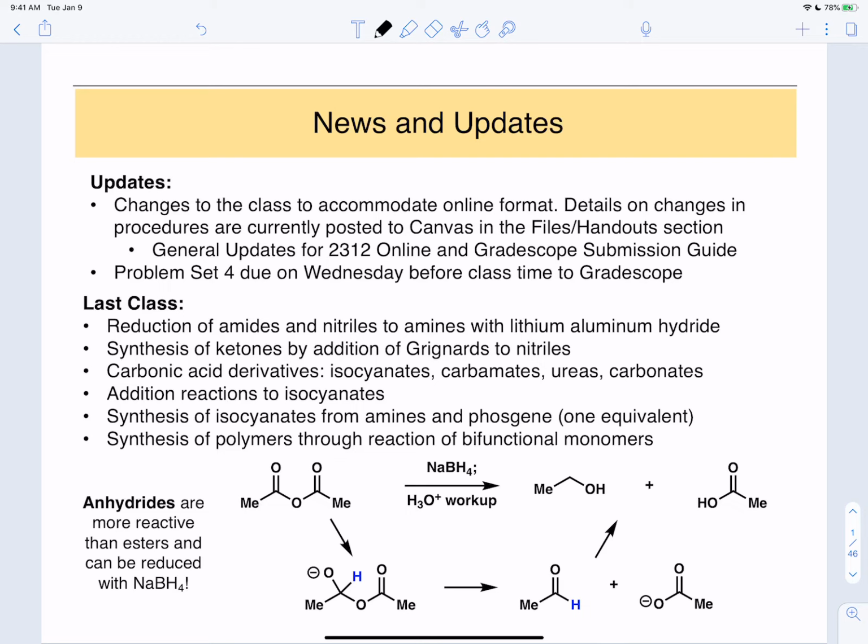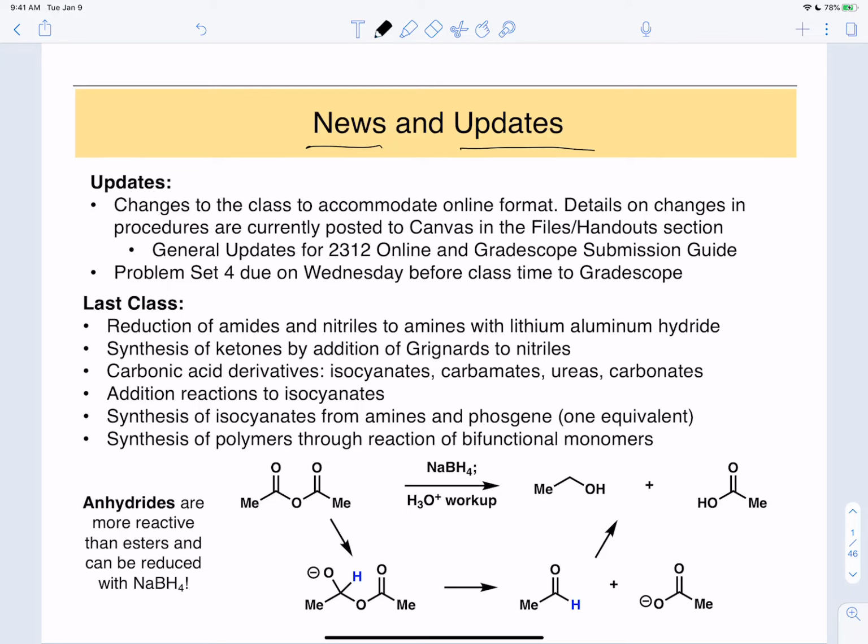All right, I'm adding on this little news and update segment. I meant to do this initially as part of my standard format, but I forgot, so I'm adding it in after the fact. This lets me remind everyone that there have been several changes that I've been sending emails about with regard to how we're going to be handling problem sets, the online format, and exams.